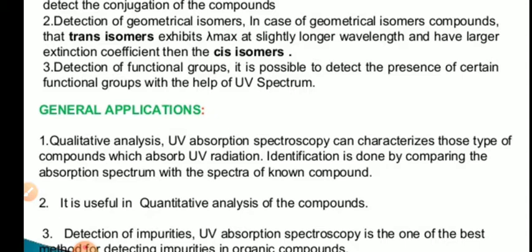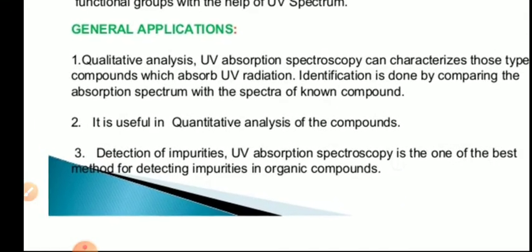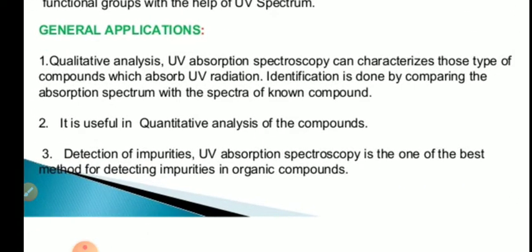UV visible spectroscopy is also helpful in detection of functional groups of the enzyme. It is possible to detect the presence of certain functional groups by studying the UV spectrum. Every functional group absorbs at one particular wavelength. So by studying the UV spectrum, you can determine which functional group is present in the compound. Then it also helps you in detection of impurities.